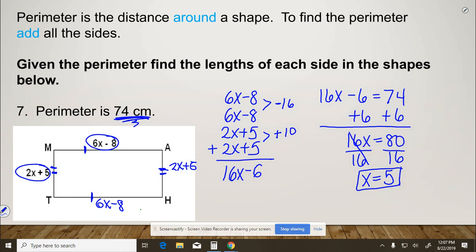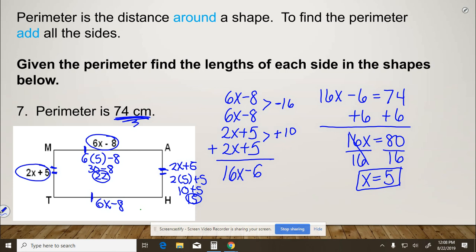Okay, now x is 5, but we didn't answer the question yet because it says find the lengths of each side. So x is 5. Now we got to plug it in and find each side. So we do 6 times 5 minus 8, which is 30 minus 8, which is 22. And we do 2 times 5 plus 5, which is 10 plus 5 is 15. So the lengths are 22 and 15.